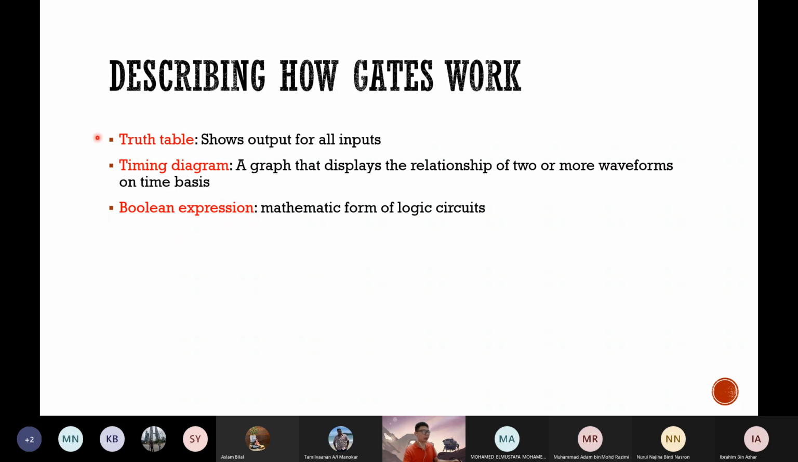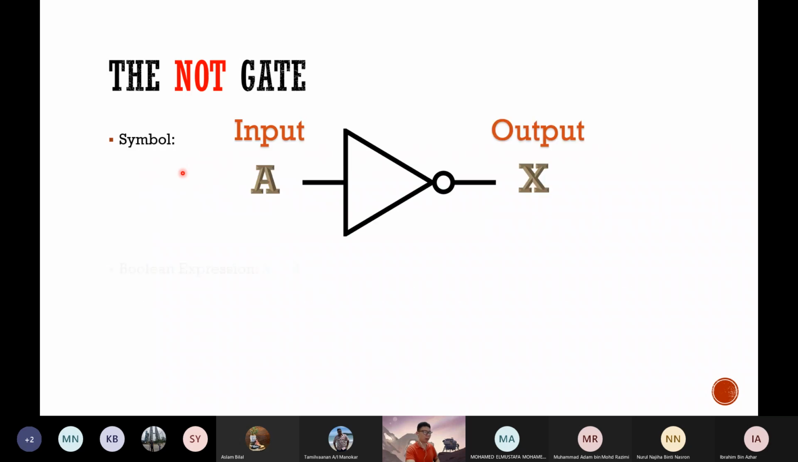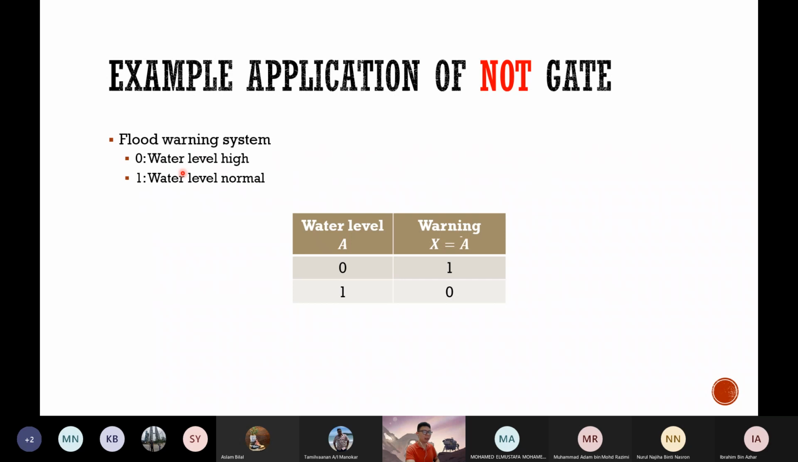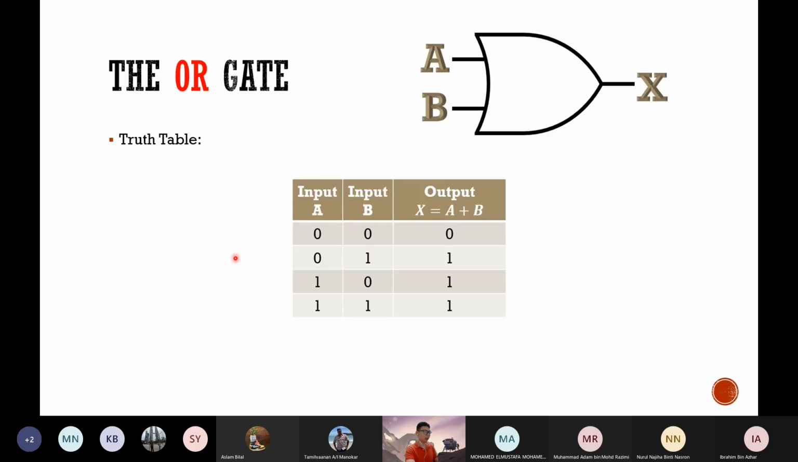We went through how to construct each of these, truth table, timing diagram, and Boolean expression, for the basic logic gates. So what are the basic logic gates? They are the AND gate, the OR gate, and the NOT gate. I believe we went into great detail on the symbols and everything. If you're not yet familiar with this, I highly encourage you to watch the class recording again. After this class, I will also post a short video to help you understand more. This is the AND gate and OR gate.